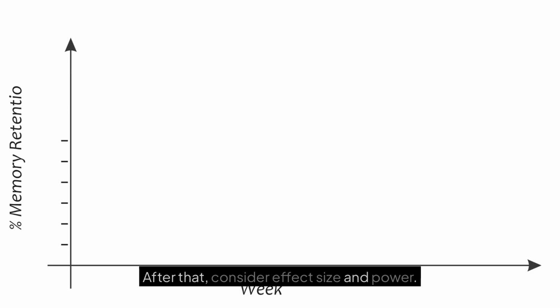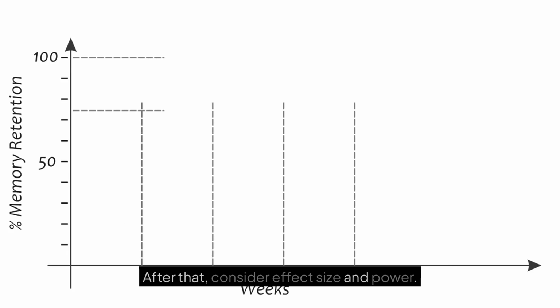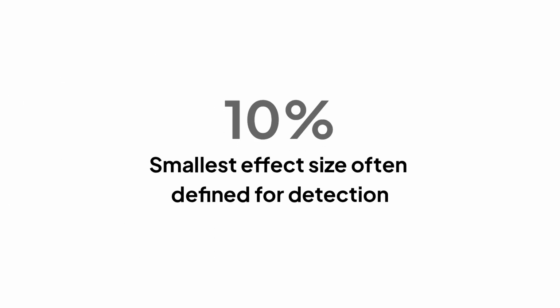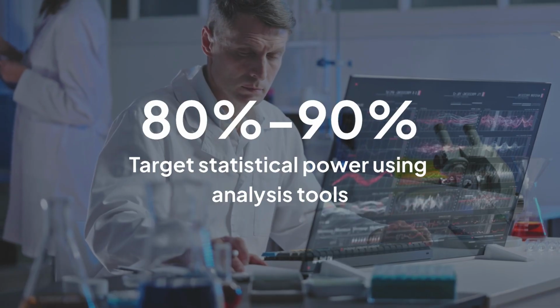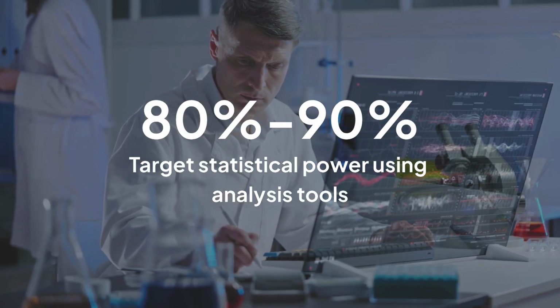After that, consider effect size and power. Define the smallest effect you want to detect, often around a 10% increase. Aim for 80%-90% statistical power using tools like G*Power.